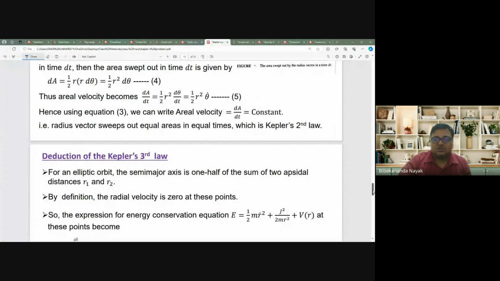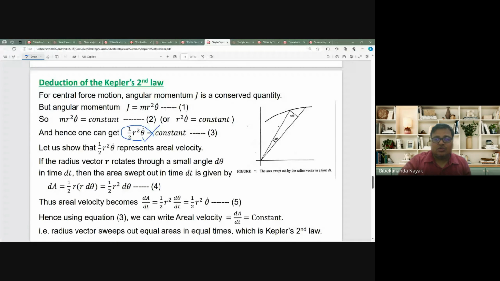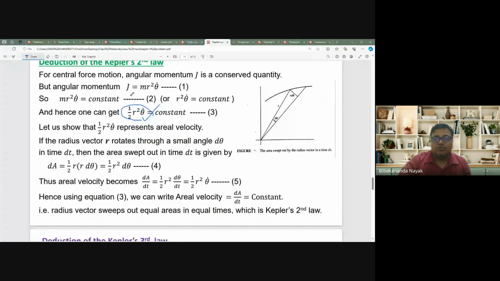Then the deduction of Kepler's third law. So Kepler's second law is nothing but conservation of angular momentum.